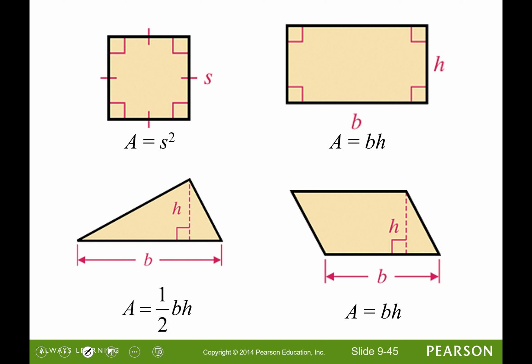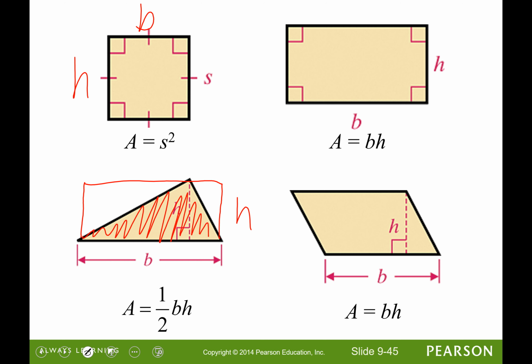Base times height seems to be the big theme here. Even with the square, if we called this the base and this the height, then the area would be base times height. And even the triangle, we've got base times height, but it's not that entire area. If we did have base times height, the triangle takes up exactly half of the area of that rectangle, which is why you need to either multiply by a half or divide by 2.